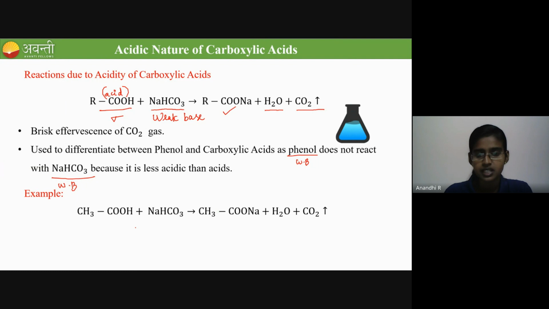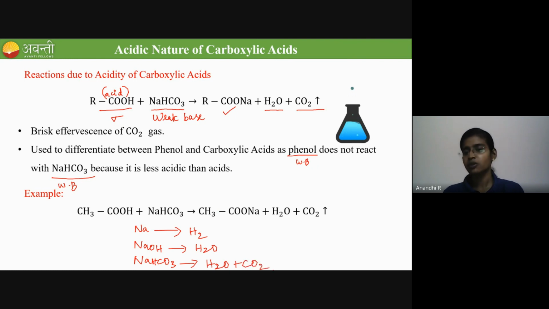So what is the summary? If I take sodium, I am getting H2 as the byproduct. If I am taking NaOH, H2O is the byproduct. If I am taking NaHCO3, I am getting H2O and CO2 as the byproduct. So these are the byproduct differentiation. Main product is same for all the three. Got it? Is the reaction clear to you? Shall we move on to the next reaction?